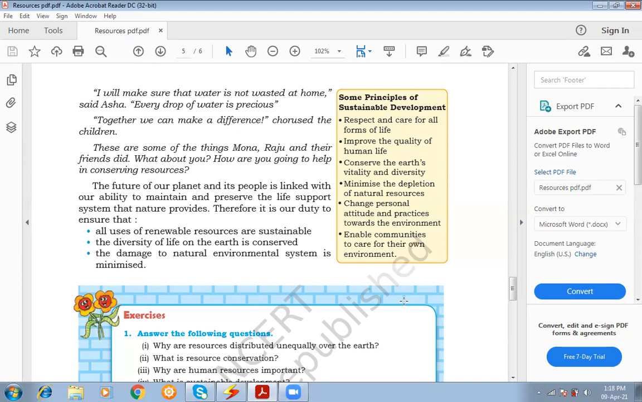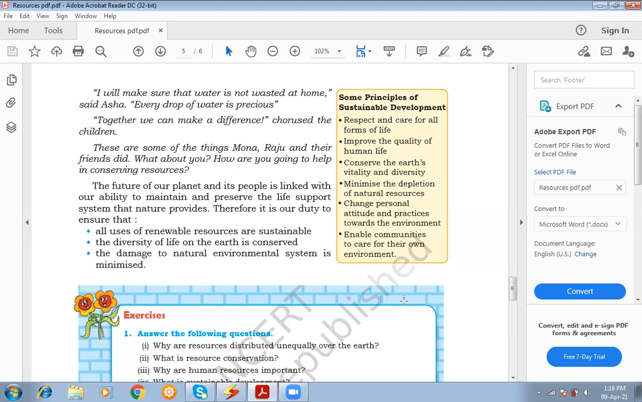Therefore, it is our duty to ensure that all uses of renewable resources are sustainable, that we should use them in a way that we fulfill our need also, but keeping in view the need for future generations also. The diversity of life on the earth is conserved, means all the life forms should be conserved.